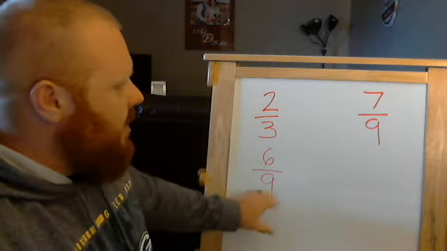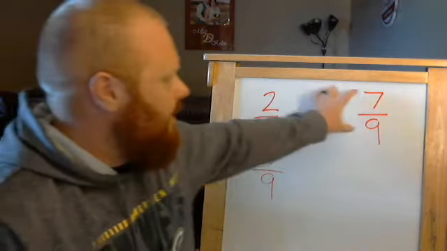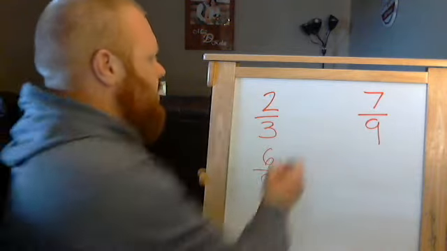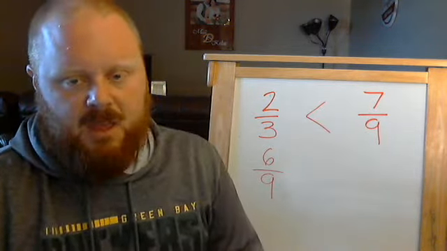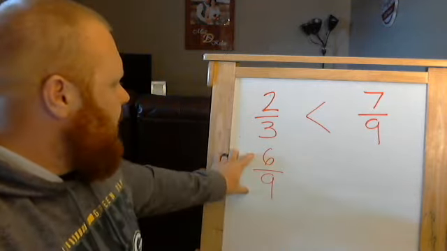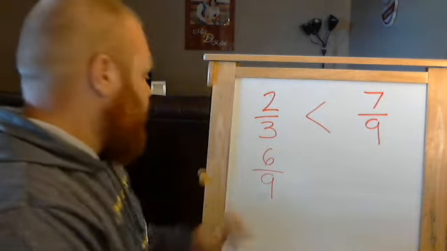Okay? So this tells me that when I'm comparing these fractions, 6/9 is less than 7/9, which means 2/3 is less than 7/9. Okay? So using the equivalent fractions idea, I can take this and go back to here and complete my fraction sentence.